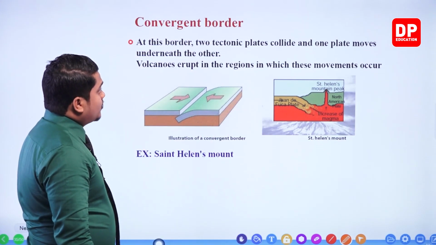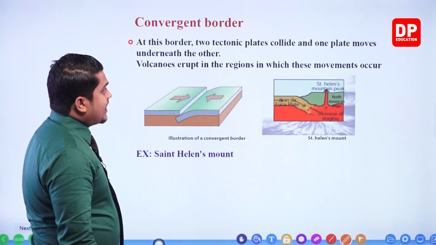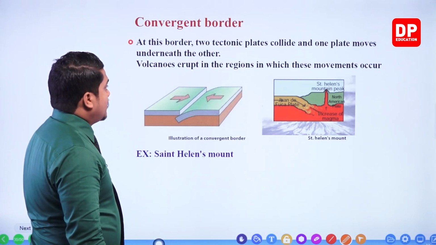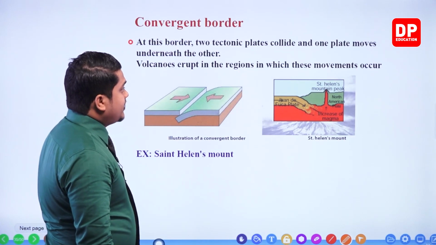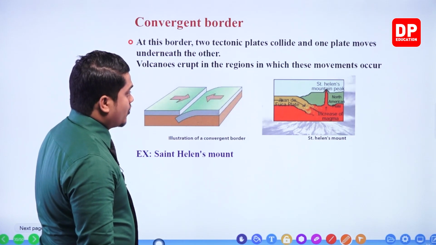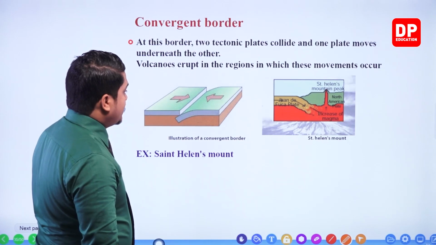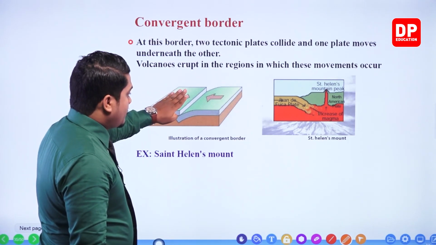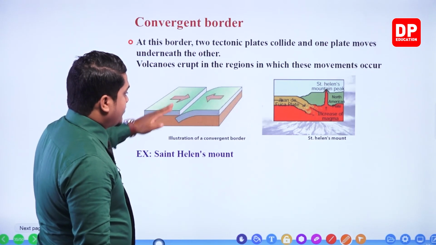At this border, two tectonic plates collide and one plate moves underneath the other. Volcanoes erupt in the regions in which these movements occur. So here what will happen, my dear children? Here one plate will come towards the other plate like this.